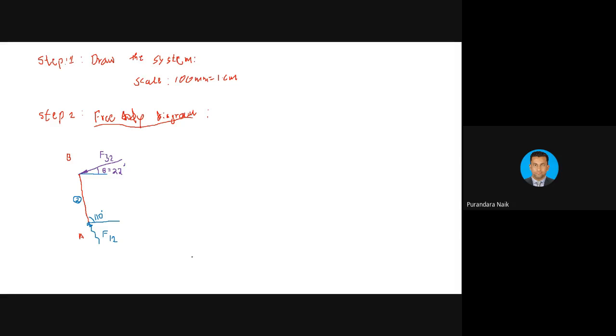Okay, this is the free body diagram of a link. Second link. Third link, link number 3.